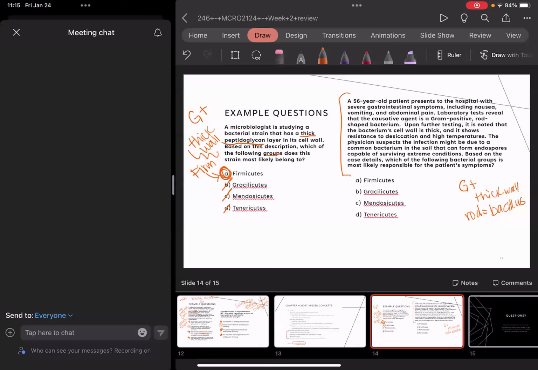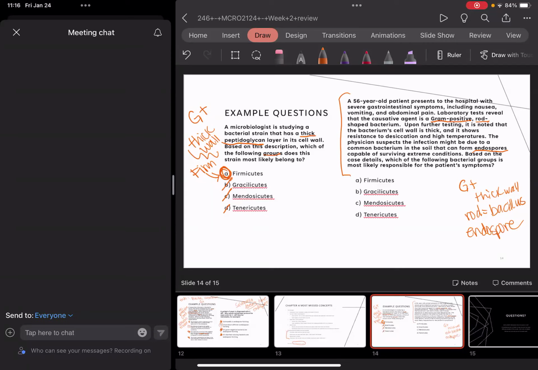But this guy happens to be gram-positive. It is rod shaped, excuse me, so it is bacillus shape. Upon further testing, we see that the cell wall is thick. That's what gram-positive means. And it shows resistance to desiccation and high temperature. It's very resistant to those things. The physician suspects that it might be due to a common bacteria in the soil that can form endospores. Well, that would explain the resistance, right? Capable of surviving extreme conditions.